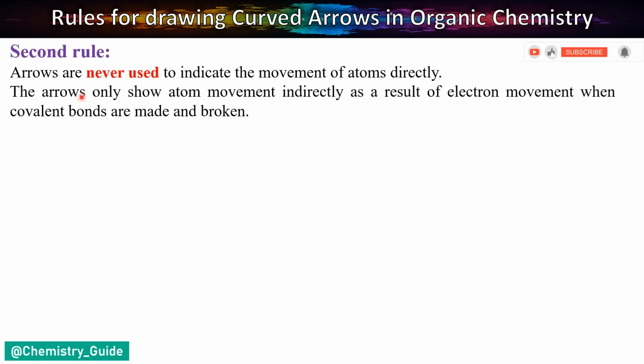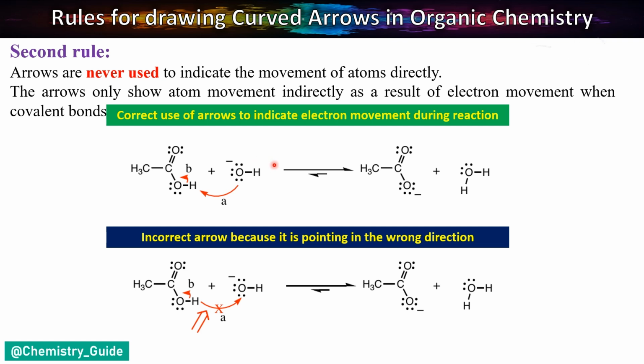The second rule is that we should not use an arrow to indicate the movement of an atom directly. Arrows are generally used to indicate the movement of electrons during bond breaking and bond making in organic chemistry. This is one of the classical examples. This is a correct use, where the anion abstracts a proton, water is generated, and the acetate ion is generated. A common mistake is to consider the proton as attacking the hydroxide ion to generate the water molecule and the acetate ion.